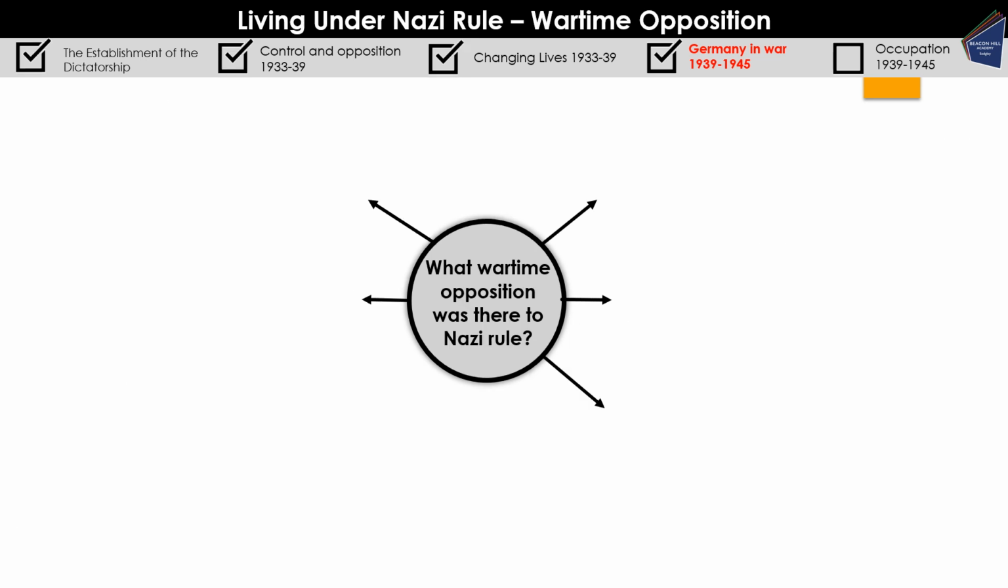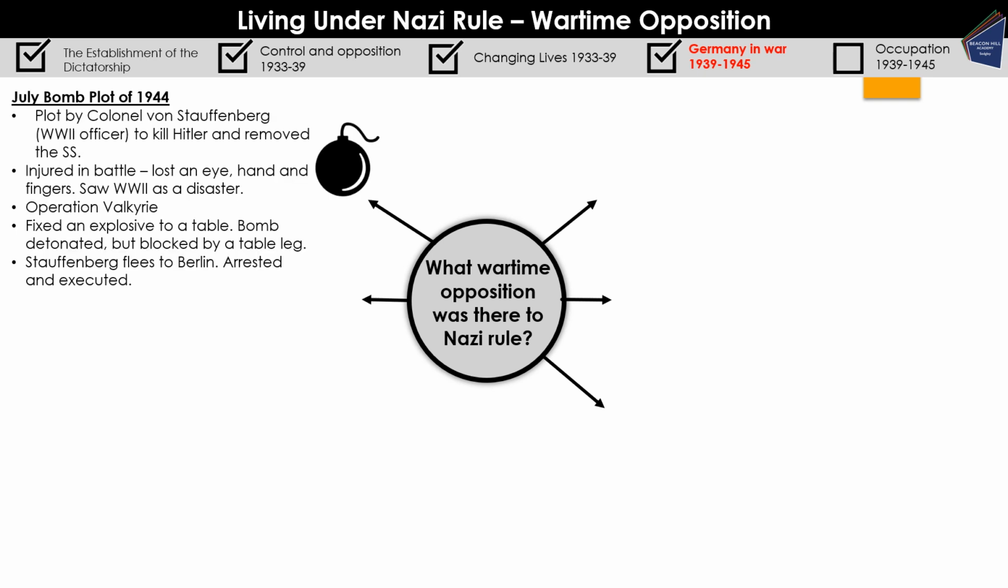So during World War II, there was wartime opposition to Nazi rule, and probably the one that you remember the most is the July bomb plot of 1944, so 1 year prior to the end of World War II. It was a plot by Colonel von Stauffenberg, who was a World War II officer, and his aim was to kill Adolf Hitler and remove the SS. He had been a victim of the war, so he was injured in battle. He'd lost an eye, a hand and fingers, and saw World War II as a complete disaster. He'd especially seen the atrocities on the Eastern Front and wanted to stop them as soon as possible.